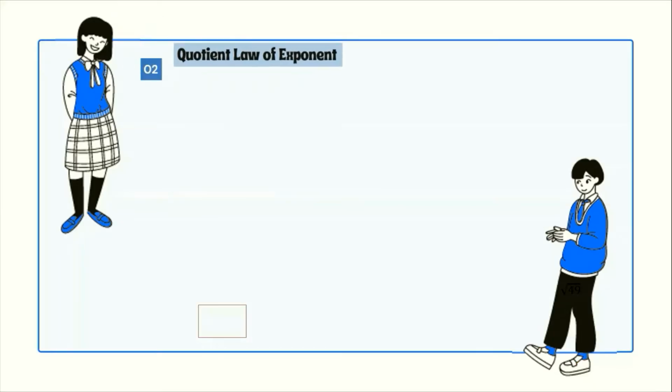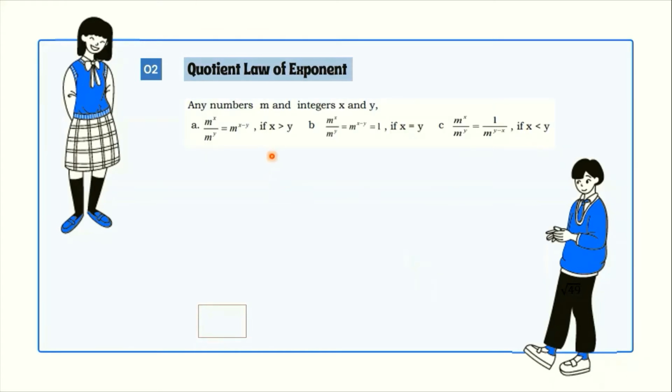Next, we have Quotient Law of Exponent. We have 3 scenarios, A, B, and C. Any numbers m and integers x and y. Sa first scenario natin, we have m raised to the power of x divided by m raised to the power of y is equal to m raised to the power of x minus y. We have to subtract if x is greater than y. Ito muna yung unahin natin. Bigay tayo ng example for scenario A.